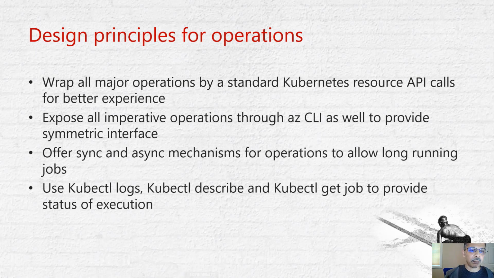From an operational standpoint, we want all major standard Kubernetes resource APIs to give a better experience. We want to expose all imperative operations through AZ-CLI as well as a symmetric interface in Kubernetes. We want to offer sync and async mechanisms for all the operations, especially those that are long running. And we want to use native Kubernetes logs, kubectl describe, and kubectl get job, so that you can start using the management tooling and the whole list of open source tooling that's available to manage Kubernetes.